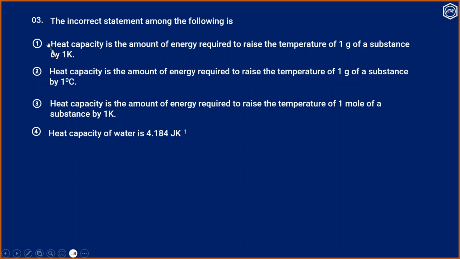In the definition of heat capacity, we use the quantity as 1 gram. The rise in temperature is 1 degree. So option 1 and 2 are correct. But option 3 is incorrect because we use 1 mole. And option 4 also is correct. The heat capacity of water is 4.184 joule per Kelvin. Hence, the incorrect statement is option 3. That is the correct answer.